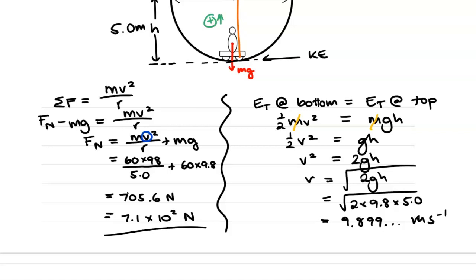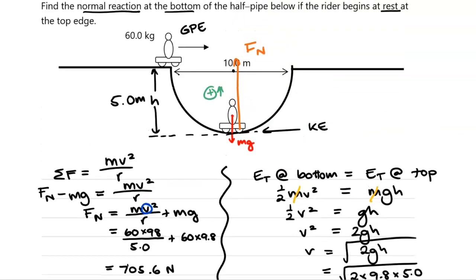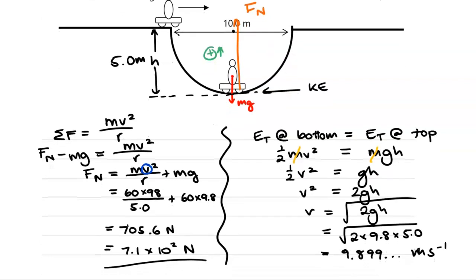Now, does that seem reasonable? This person is 60 kilos, so if they weren't travelling in a circle and they were stationary at the bottom, their normal force would be approximately 60 times 10. If I use g equals 10, it's just an approximation tool, so 600 newtons. So that looks reasonable. The normal force needed to be larger than mg. About 700 newtons is definitely larger than the 600, so that seems like a reasonable answer to me.